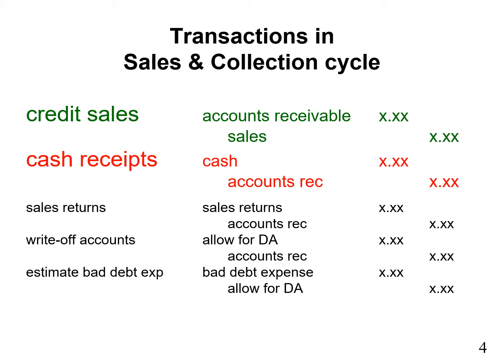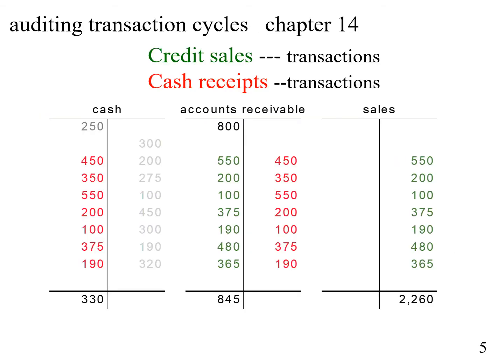Here are the journal entries related to credit sales, cash receipts, sales returns, writing off accounts, and estimating bad debt expense. So those are the journal entries you learned in 321. Again, we're going to focus on the top two. If I look at T accounts, the green guys are credit sales. The red guys are cash receipts. So we're really only working on three accounts here.